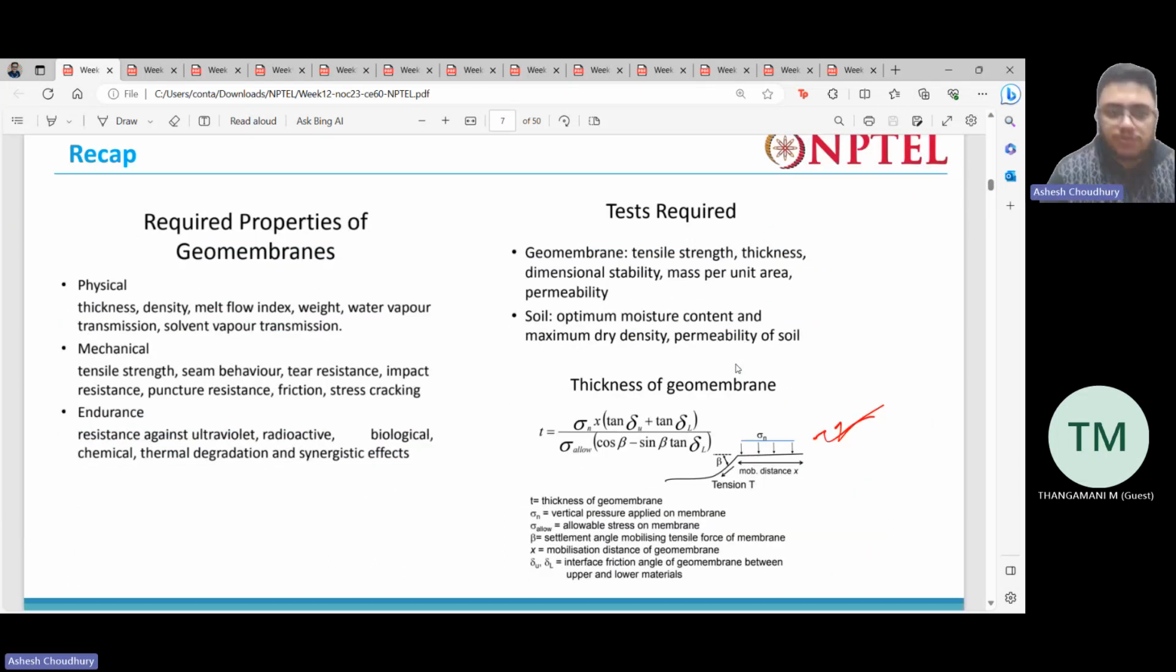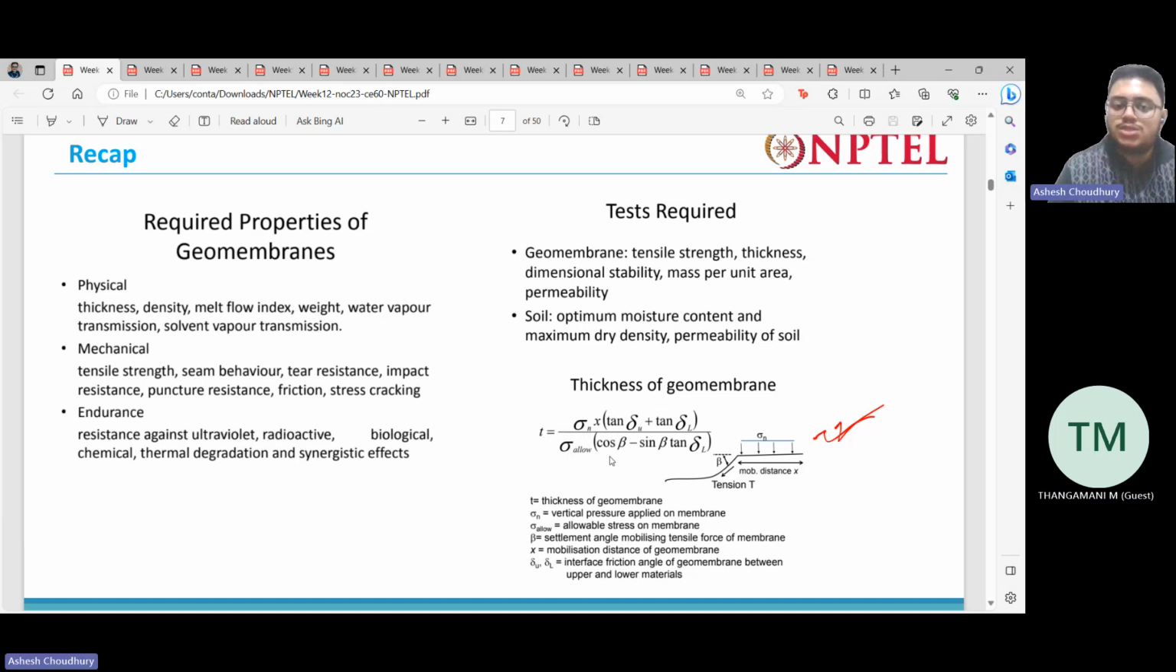And then we discussed the properties of geomembranes. Geomembranes are one of the most important liner materials, along with compacted clay. Some properties of geomembranes are very important. One important property is water vapor transmission, which we discussed. Then we saw how to determine the thickness. You can see that it's directly dependent on the allowable stress.